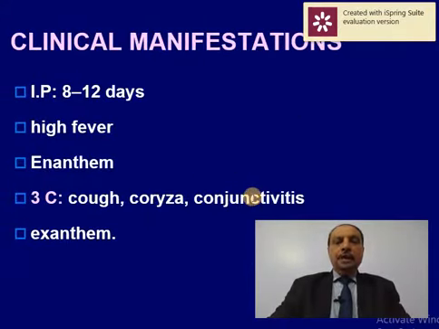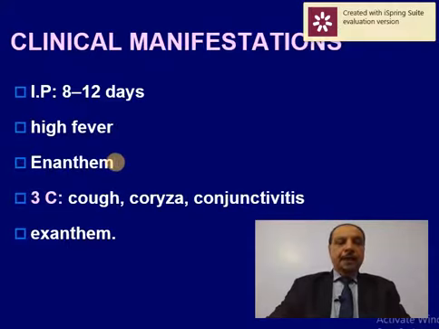So now we will start the clinical manifestations of measles. First of all, the incubation period of measles is about 10 days, between 8 and 12 days. If you go to the WHO report, you will find that most of the cases in the outbreak had an incubation period of 10 to 12 days. There will be high fever, enanthem, and you know there will be exanthem later on. We have to differentiate and look thoroughly whether it is enanthem or exanthem if you have any questions.